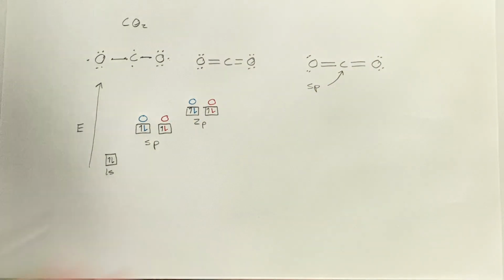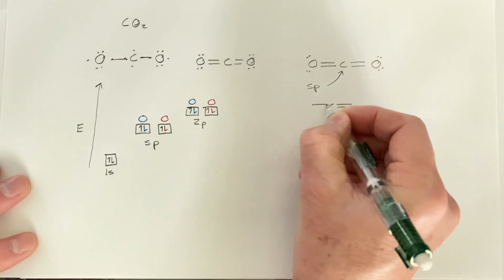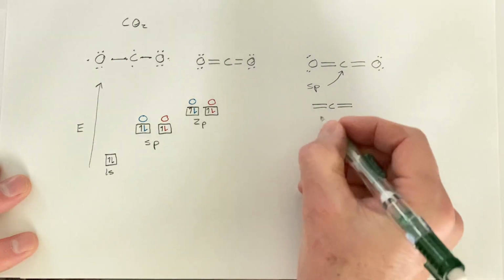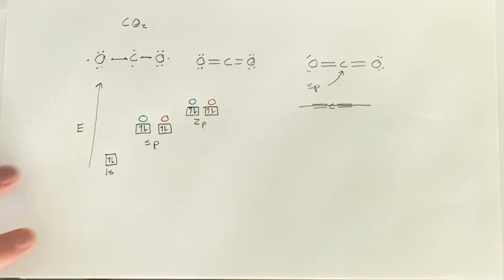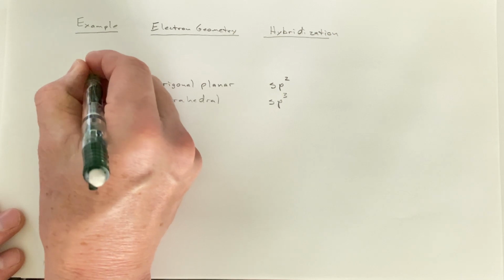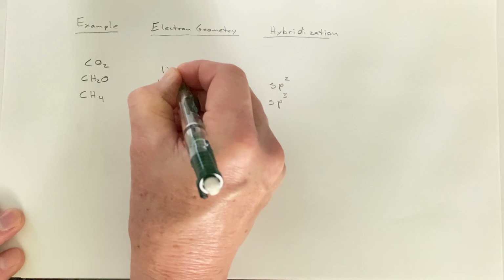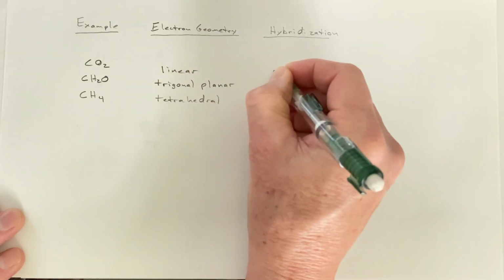We look at the arrangement of the electrons. We see that the electrons are 180 degrees apart. This means that the electrons form a linear geometry. We can say, well, here's our carbon atom, and let's just look at the shape the electrons make. I can take a straight line and draw it through the electrons, and so the geometry of this is linear. So we go back to our table, and we say that we looked at CO2. Its electron geometry was linear, and its hybridization is sp.